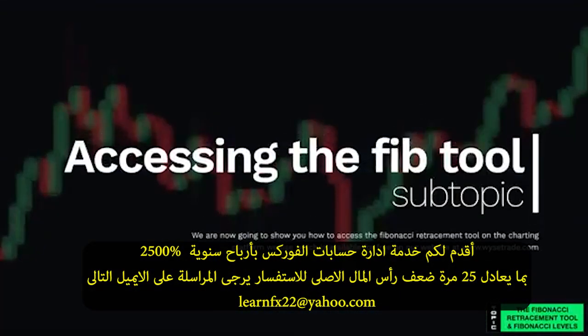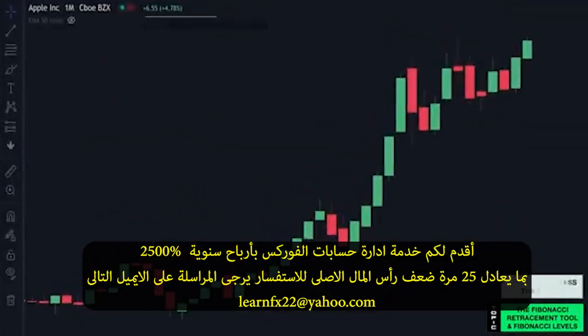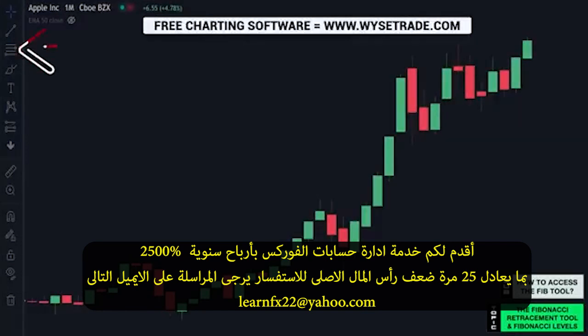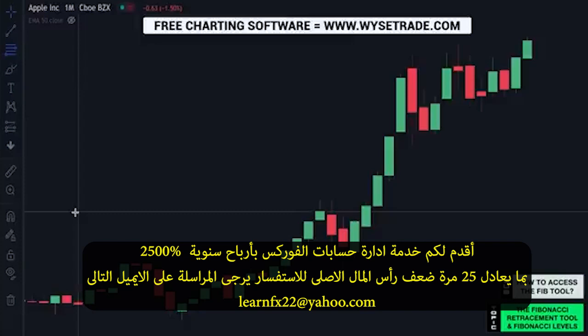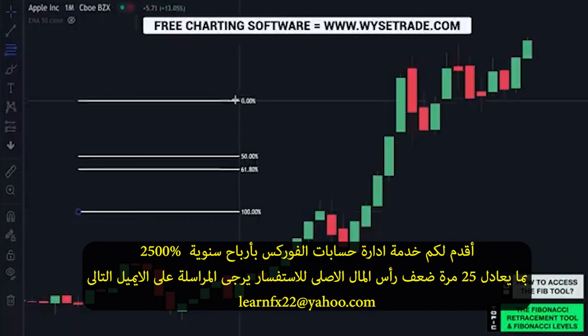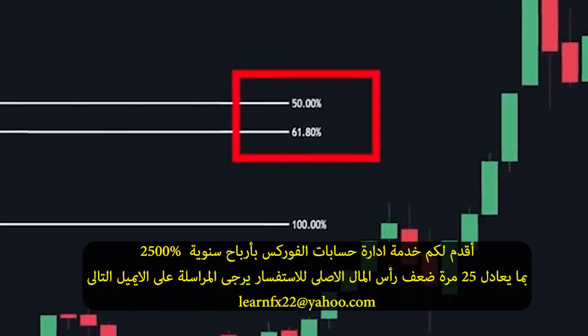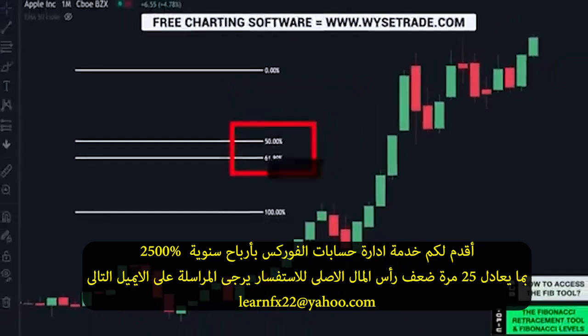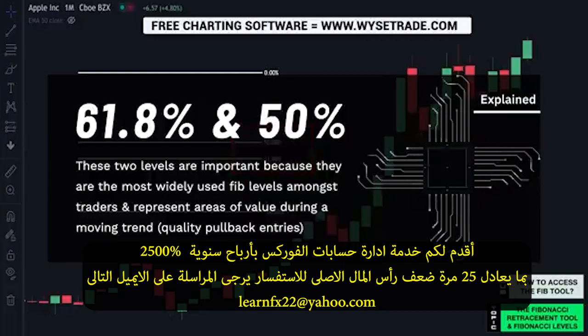Let's now access the Fibonacci tool. To access the Fibonacci retracement tool, click this button here on the left. Scroll down and click Fib retracement right here. Now to use it, click on the chart, drag the tool upwards, and then click again to lock it in. Then to the right, your Fibonacci retracement levels will appear. Now these levels are important because they are the most widely used Fib levels by traders and represent areas of value within a moving trend.